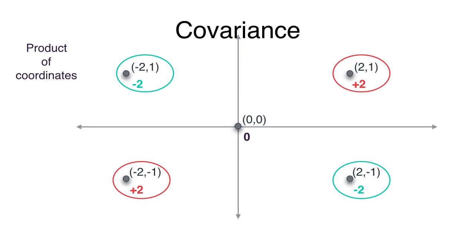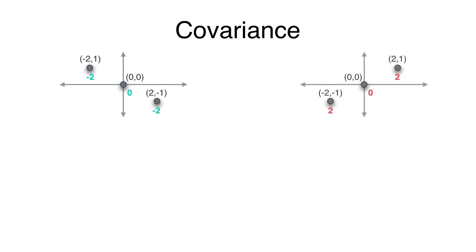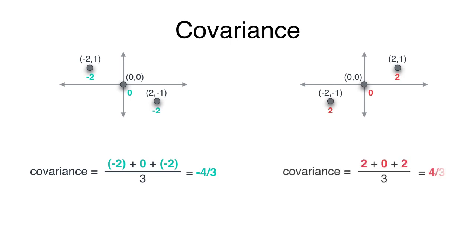So basically covariance is the sum of products of coordinates. See, before it was the sum of squares of one of the coordinates. Now it's the sum of products of coordinates. So let's calculate the covariance of this set. We see that the products are minus 2, 0, and minus 2. And for this set, the products are 2, 0, and 2. So the covariance for the set on the left is negative 2 plus 0 plus negative 2, which is minus 4, divided by 3, the average of those. And the one on the right is 2 plus 0 plus 2 divided by 3, which is 4 over 3. So the points on the left have a negative covariance and the points on the right have a positive covariance.